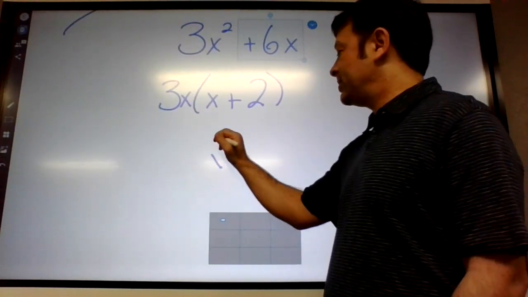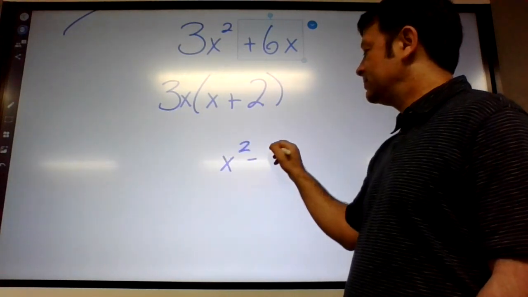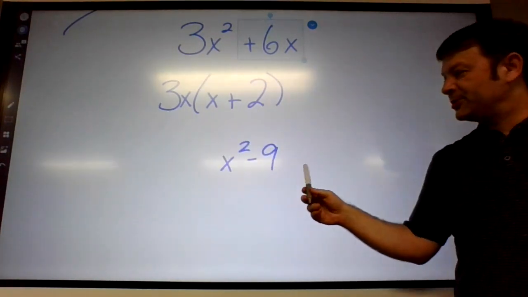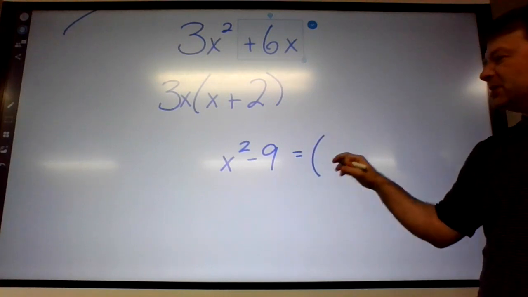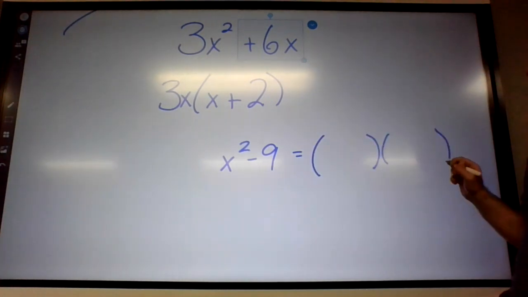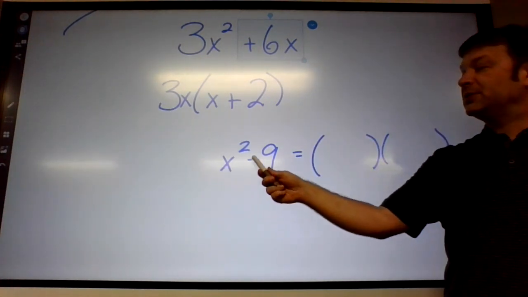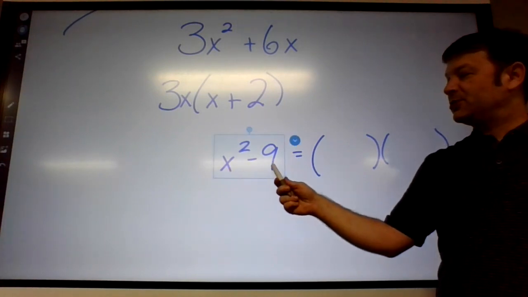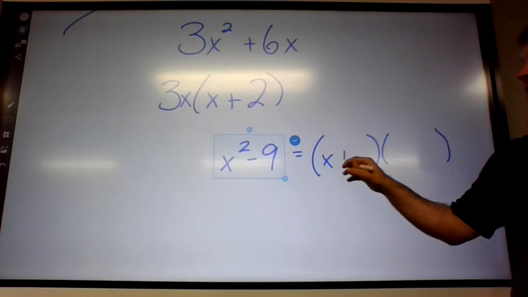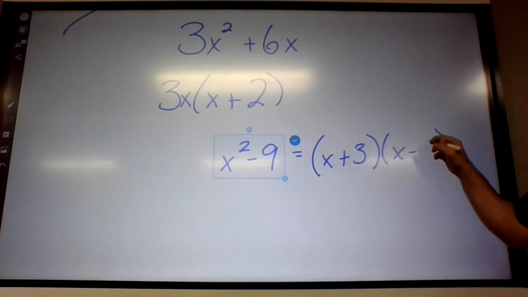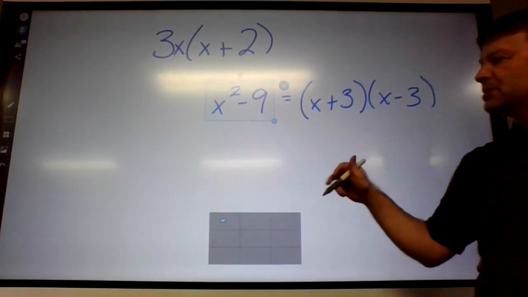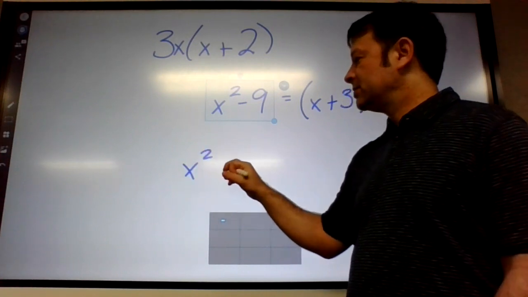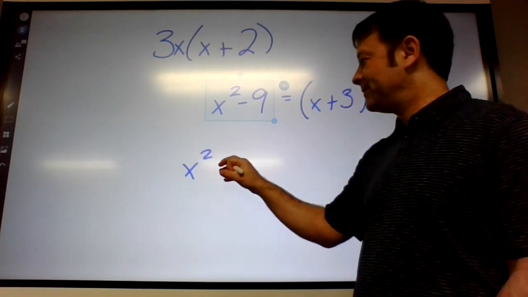We also had something like this. You guys remember how this one works? You just doubled it. We call this square minus a squared. These numbers are something squared. The square root of this is x, square root of this is 3. So you just do like x plus 3, x minus 3. You guys are acting like you're seeing this for the first time.